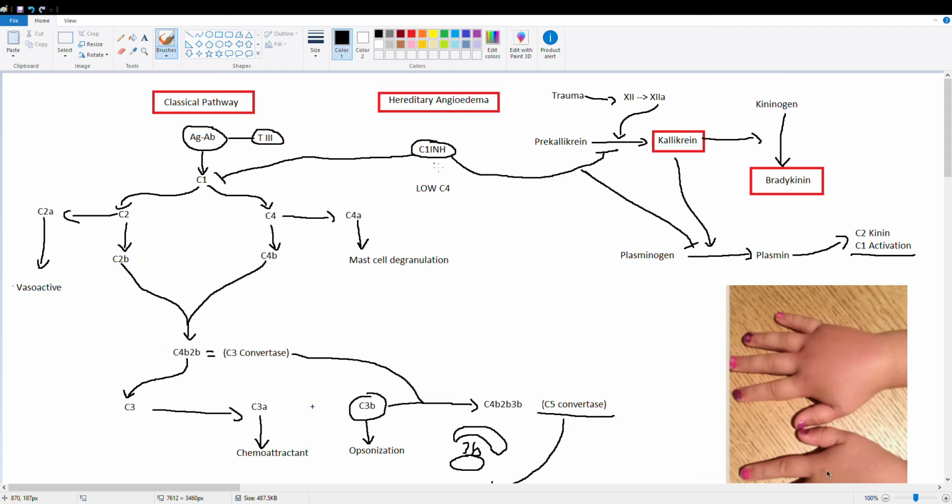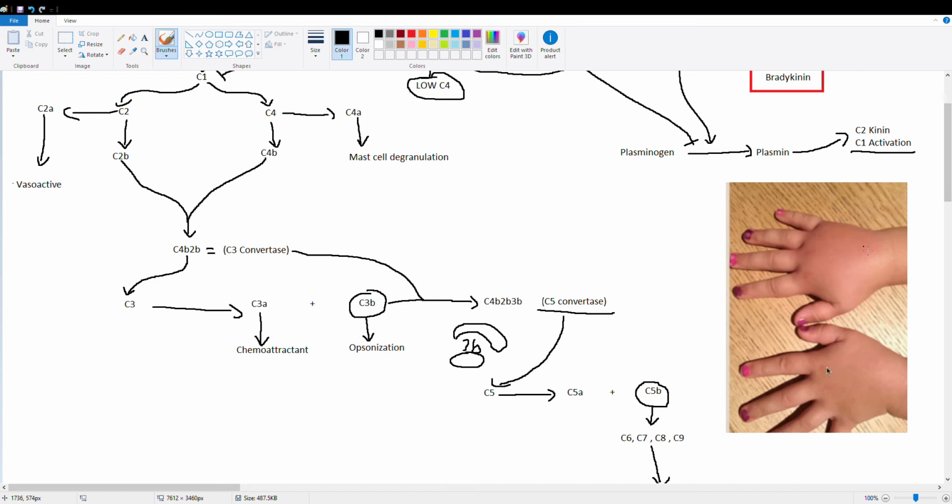So usually the main test done for this condition is to look at the serum and look for C4. Now what C4 will tell you if it's low is that hereditary angioedema could be a condition to consider. So you'll often see on these people really swollen hands or swollen feet, and some people will even have a very swollen face, even after minor injury or minor infection. So that's something to look out for.